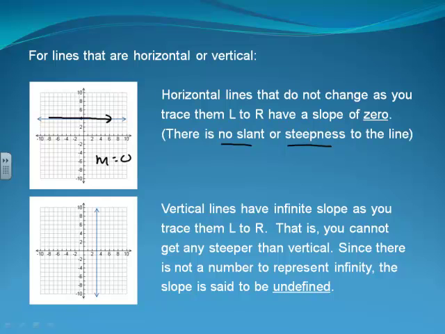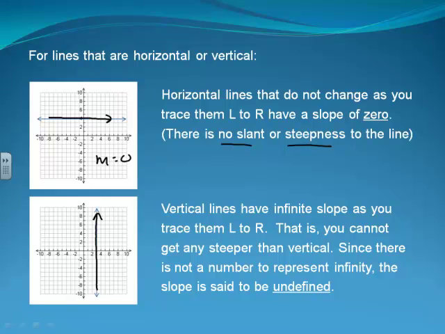Vertical lines, on the other hand, as you trace them, you would agree with me that you can't get any steeper than straight up or down. Okay? That's like infinite steepness. Vertical lines have infinite slope as you trace them left to right. That is, you cannot get any steeper than vertical. Since there is not a number to represent infinity, the slope is said to be undefined.